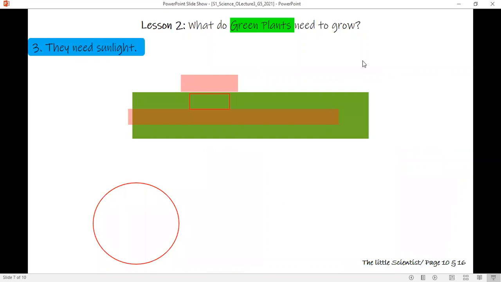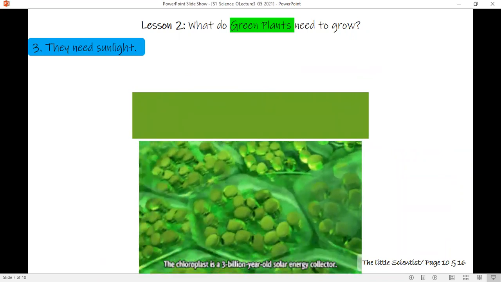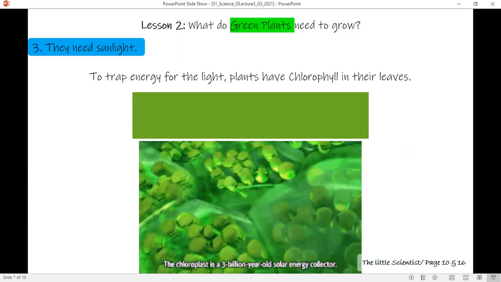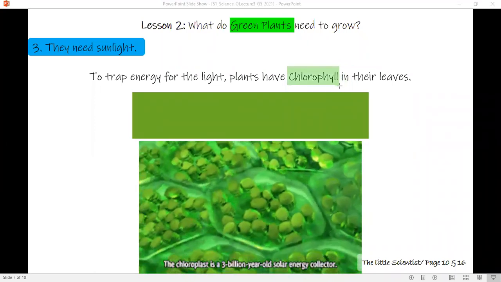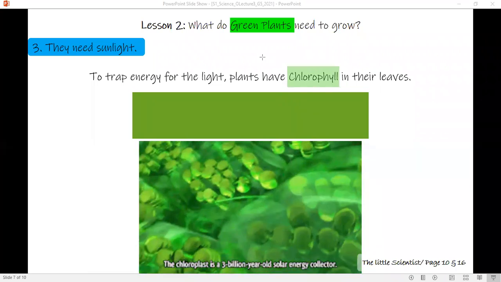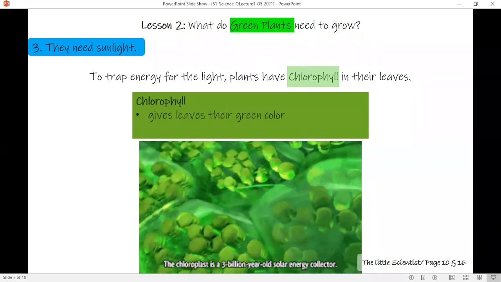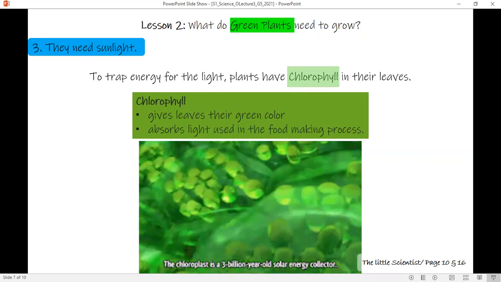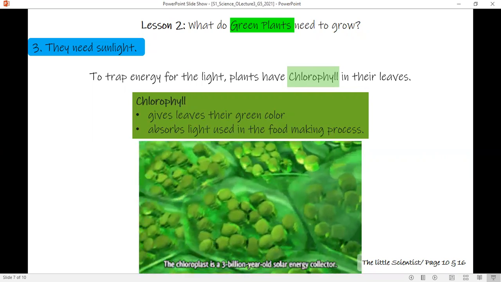How does a plant take in sunlight energy? Look at these. Can you see the discs of green things? These green things are called chlorophyll. The chlorophyll is a substance found in the leaves or in the green parts of a plant. The chlorophyll is super important since it gives the plant its green color and it also catches sunlight energy. So without chlorophyll, the plant cannot catch sunlight.